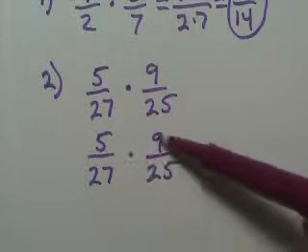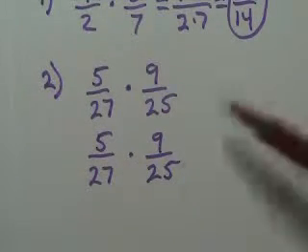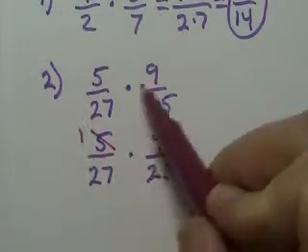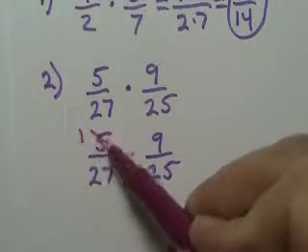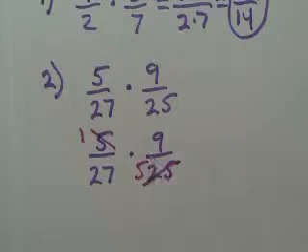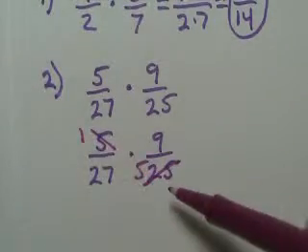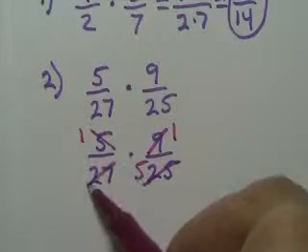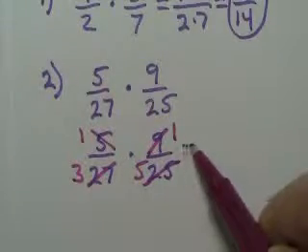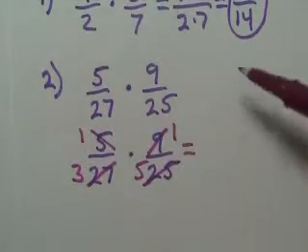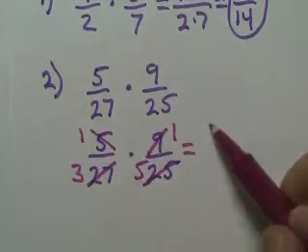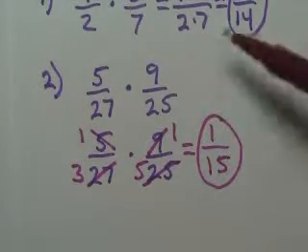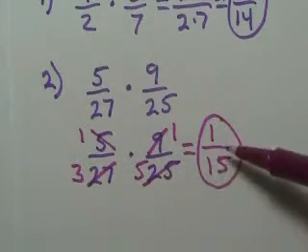So 5 over 27 times 9 over 25. So first I like to see what I can reduce. Let's see, I know 5 goes into 25. See, that's my original problem. I'm going to leave that alone. 5 goes into 25 5 times. So now this is a 5 and that's a 1. 9 and 27. 9 goes into 27. 9 goes into 9 once, and 9 goes into 27 3 times. So now I've reduced everything, and now I multiply straight across. 1 times 1 is 1. And 3 times 5 is 15. See, now you can look at the original problem and see what changes you made to it.